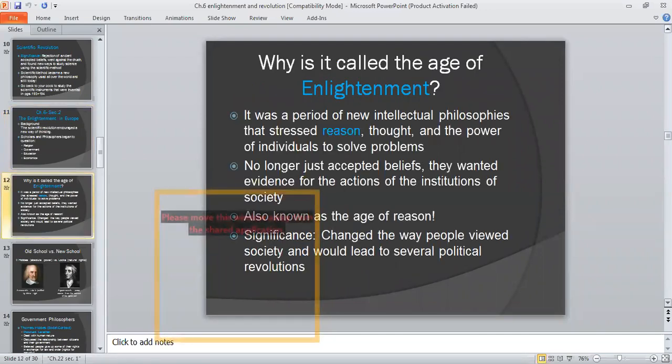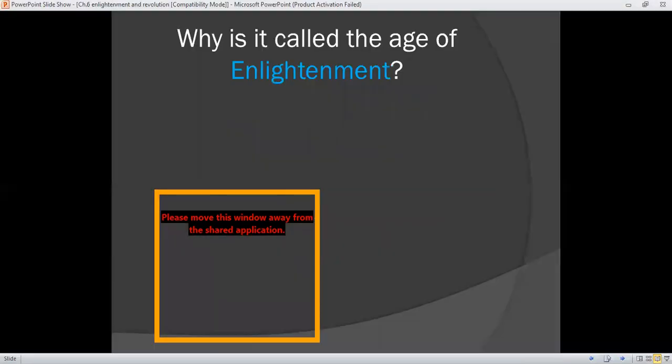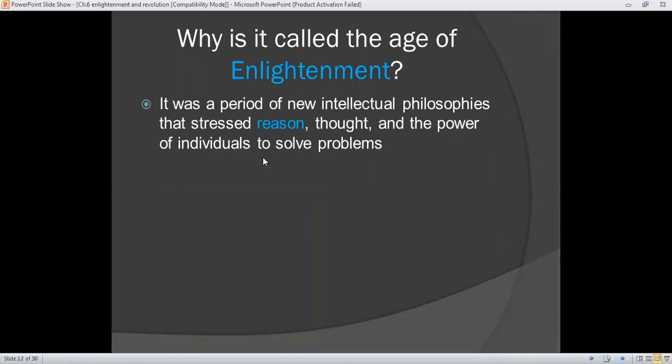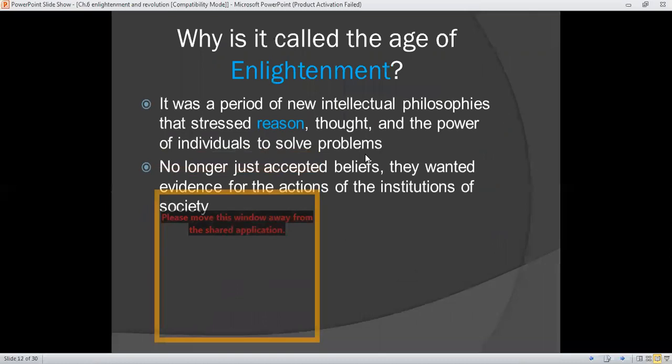Now, we keep saying Enlightenment, Enlightenment. What does it mean? It was a period of new intellectual philosophies that stressed reason. The main concept of the Enlightenment was reason. You cannot just state things or rules without any proof. So it stressed reason, thought, and the power of individuals to solve problems. It did not accept beliefs and objectives. It had to be stated with evidence.